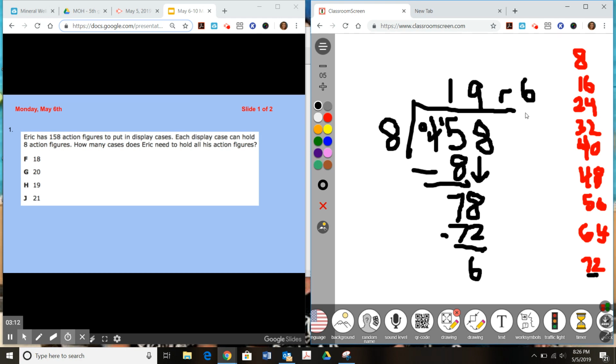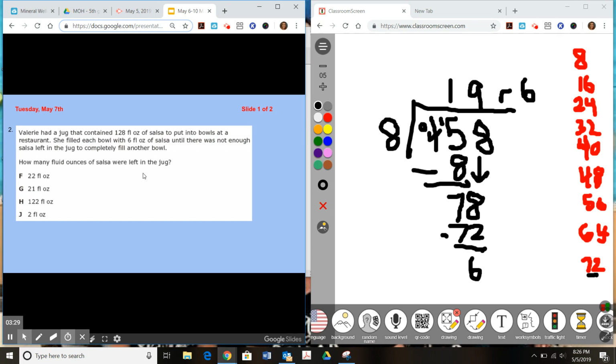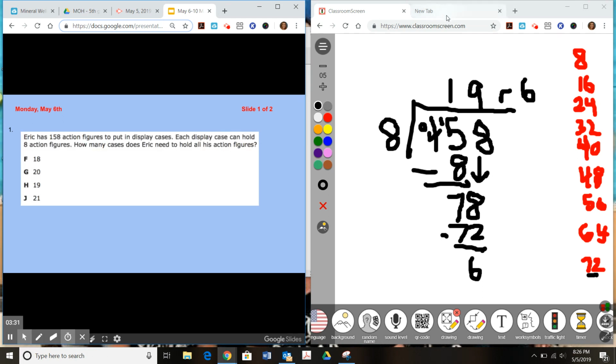Okay, let's go back to our problem here. We have 19 as our quotient and 6 is our remainder. We need to look at our question. It says, how many cases does Eric need to hold all of his action figures? All. Okay, so this would be 19 cases. If I was going to label this, it would be 19 cases and then 6 figures left over.